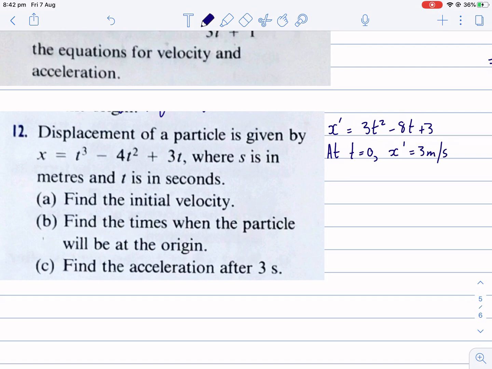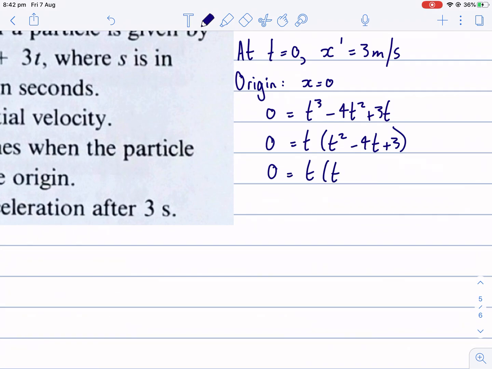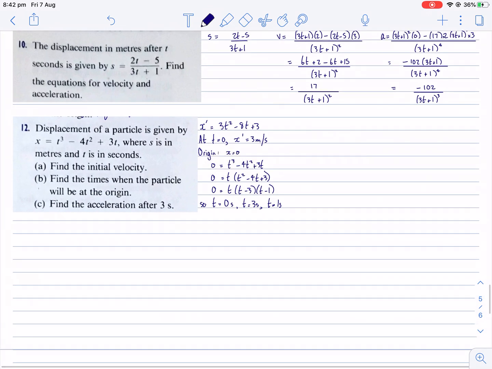Times when the particle will be at the origin, that's when x equals 0. So we've got 0 equals t cubed take 4t squared plus 3t. Now we can factorise the t out, and we can factorise that bracket. So that's going to be t(t - 3)(t - 1). So t equals 0 seconds, t equals 3 seconds, t equals 1 second. And you could write them in order if you wanted.